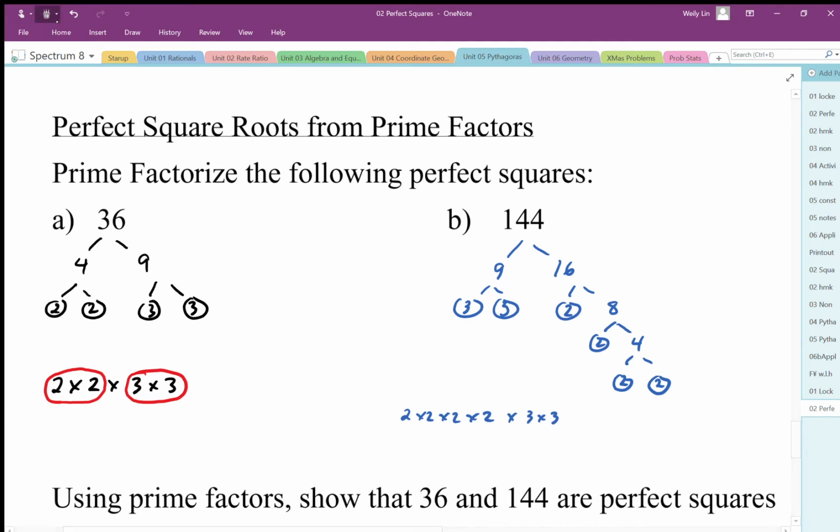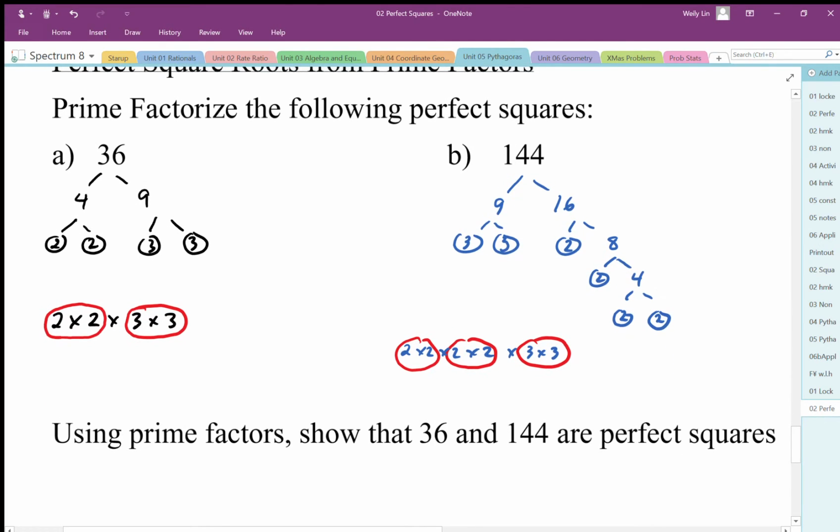And we can see that it is a perfect square. This is a perfect square number because we can group 2s into pairs, and we can group 3s into pairs, and there are no leftover factors. Okay, so any perfect square will follow this kind of property.